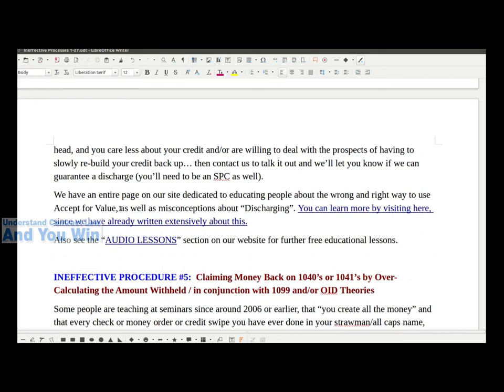If you just go to our website, understandcontractlawandun.com, and on the right-hand side, scroll down and click on the accepted for value doesn't work link. We explain the misconceptions of why it doesn't work, the way people believe what it is, and the way people believe it works.